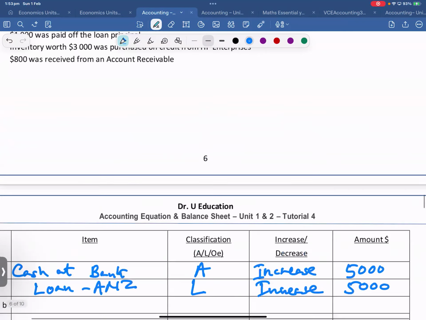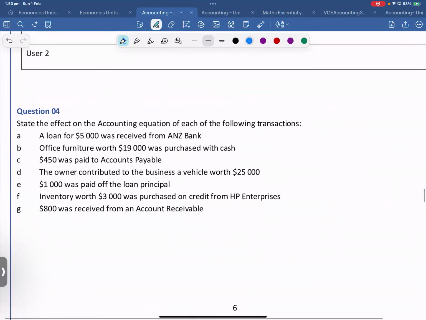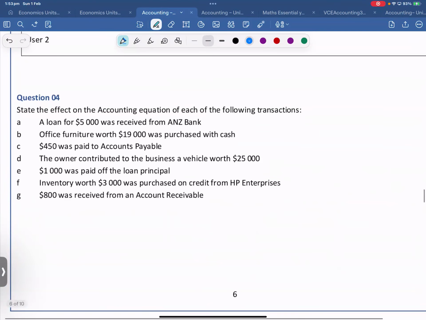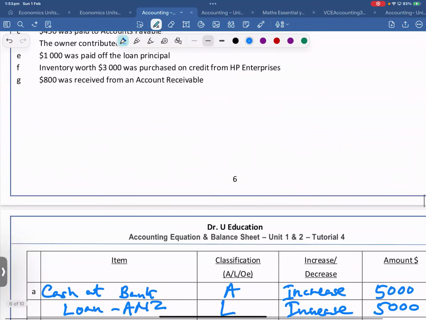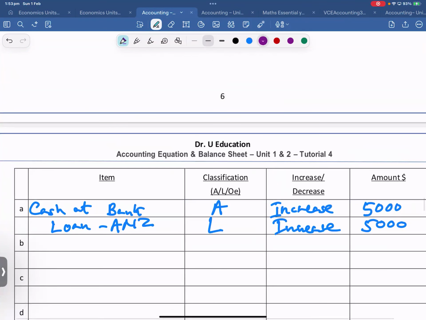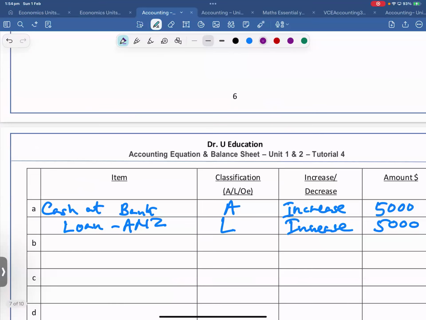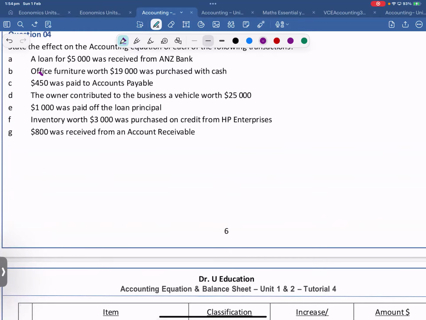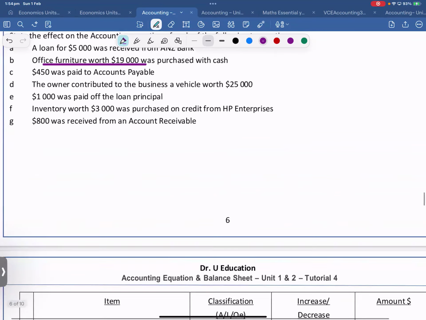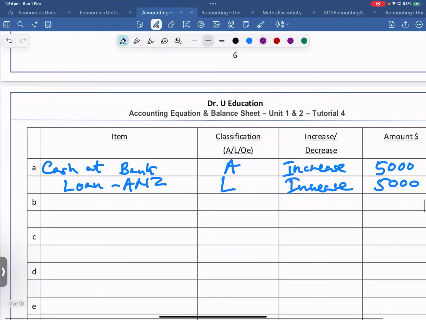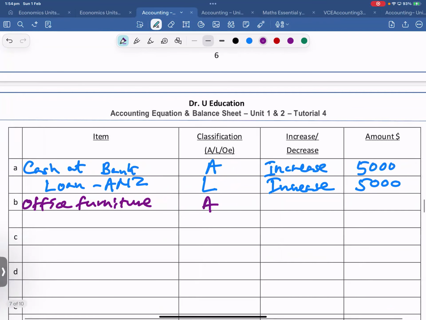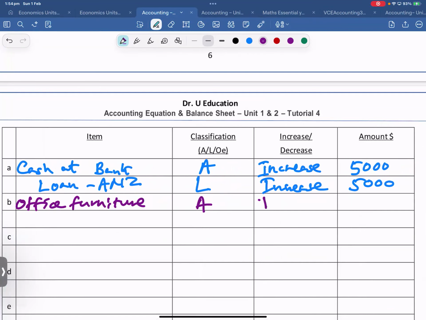Okay. Right. Part B. Office furniture worth 19,000 was purchased with cash. Right. So then what will happen? Tell me the items affected. Which asset? Which non-current asset? Very good. Office furniture. Asset, A. Increase, decrease? Increase. 19,000.